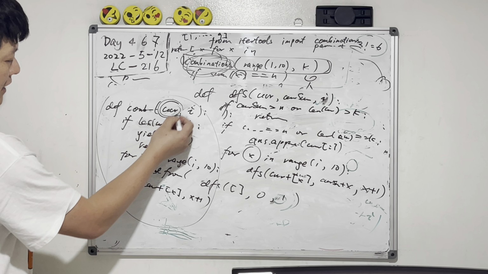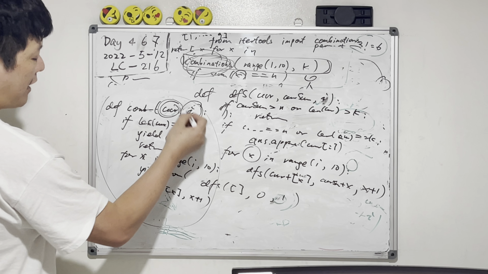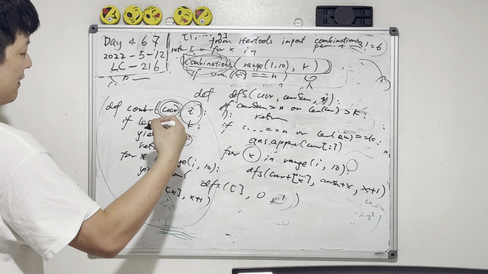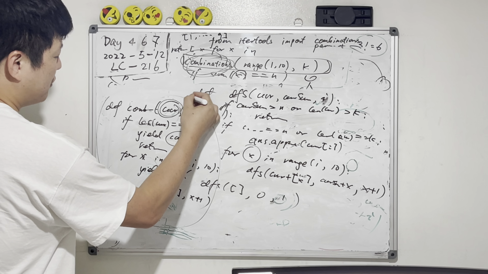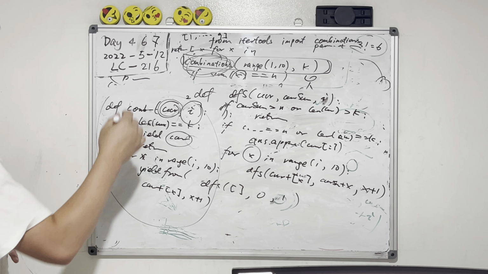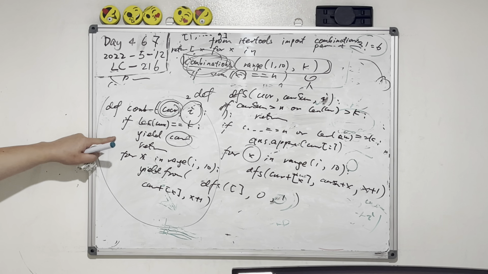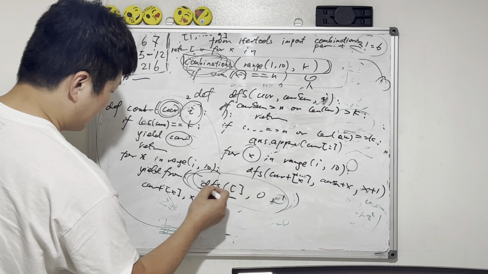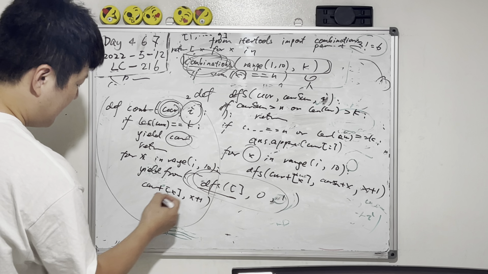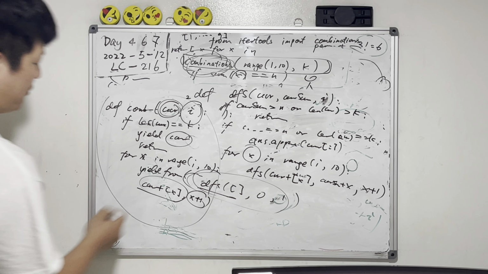So this current list, and that's the number that we can pick, right? For example, if this is 2, that means that we can pick the numbers greater than or equal to 2. Okay, and then for each number, we can just try from x, and this is the recursion: combination, current plus x, and x plus 1.